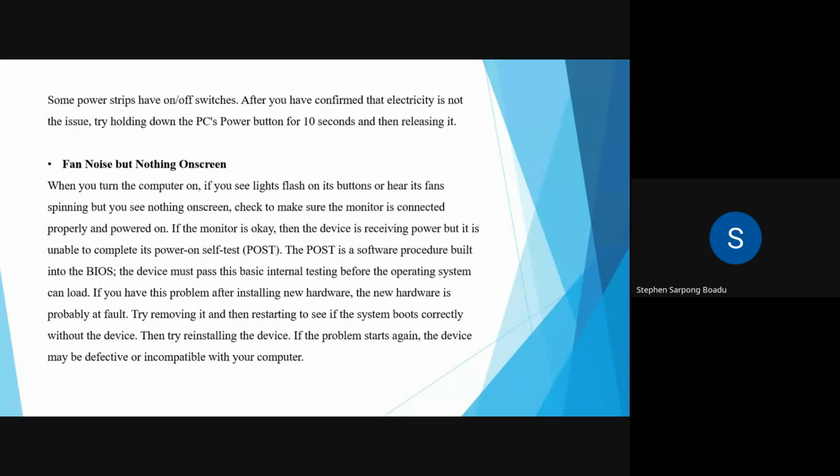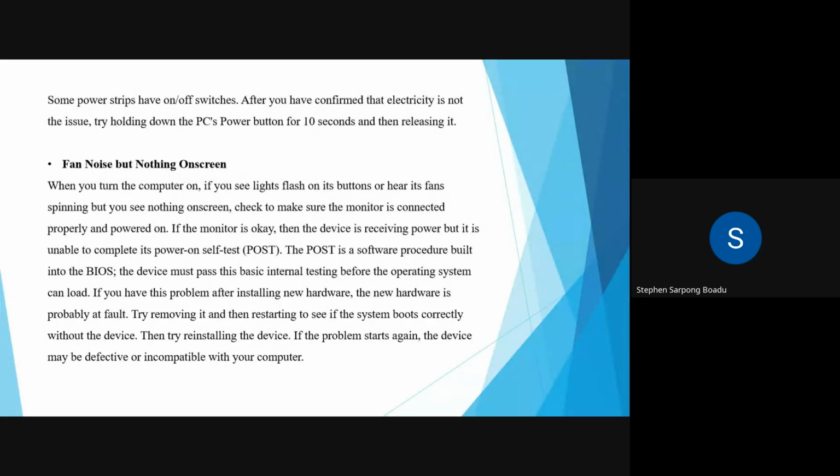So the first thing to do is to do what? Is to check to make sure that the monitor is connected and properly powered on, right? So you check that your monitor is connected very well, and also you check the monitor cable if it is properly connected to the system unit. Sometimes when the monitor cable is not connected to the system unit, your PC might be working fine, but you might not be seeing anything on your screen. Okay, and also ensure the correct input source is selected on the monitor.